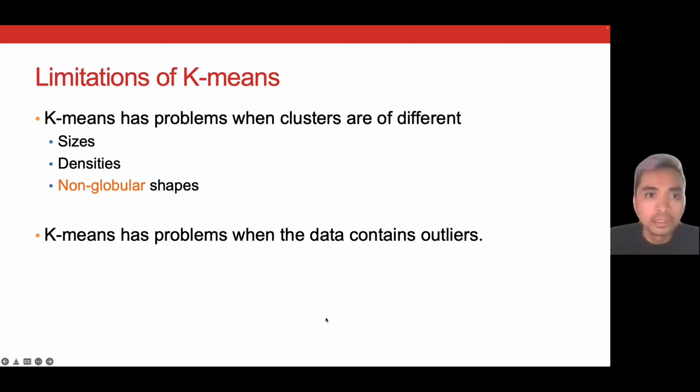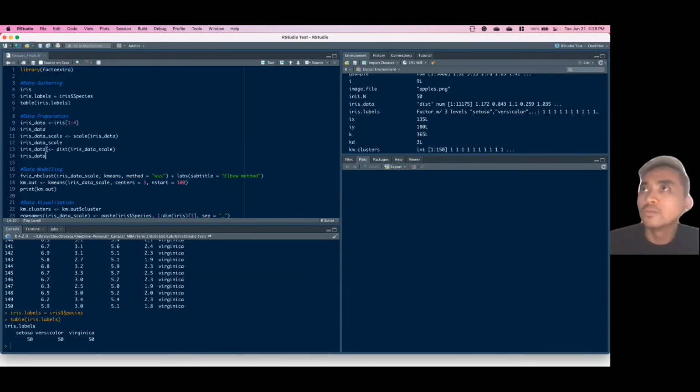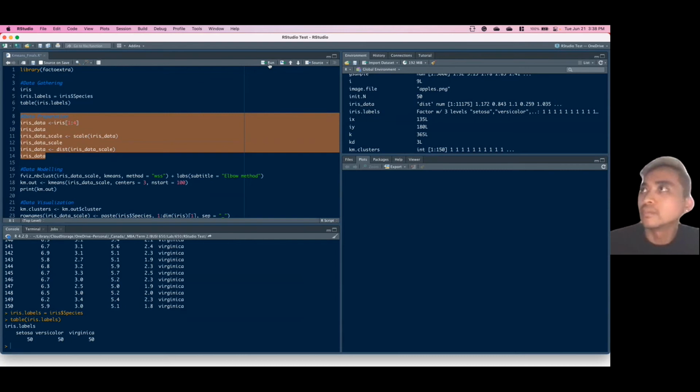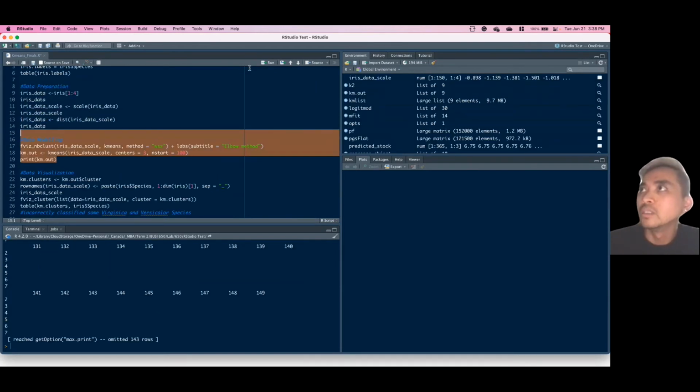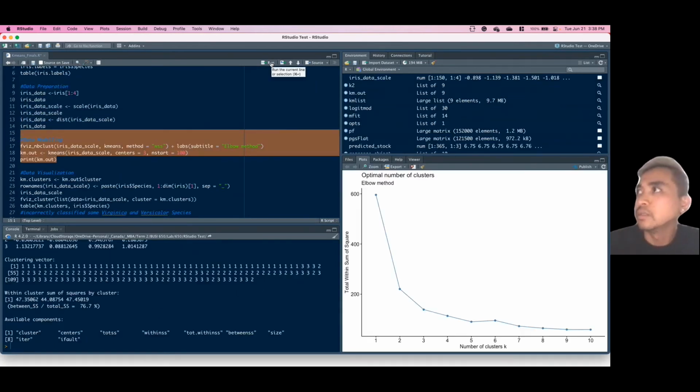Let's look at our example. Here we will use the iris dataset, and then we remove the other data that we don't need. The next step is modeling the data. We need to understand how many clusters to use, which in this case, the optimal number of clusters is 3 using the elbow method.